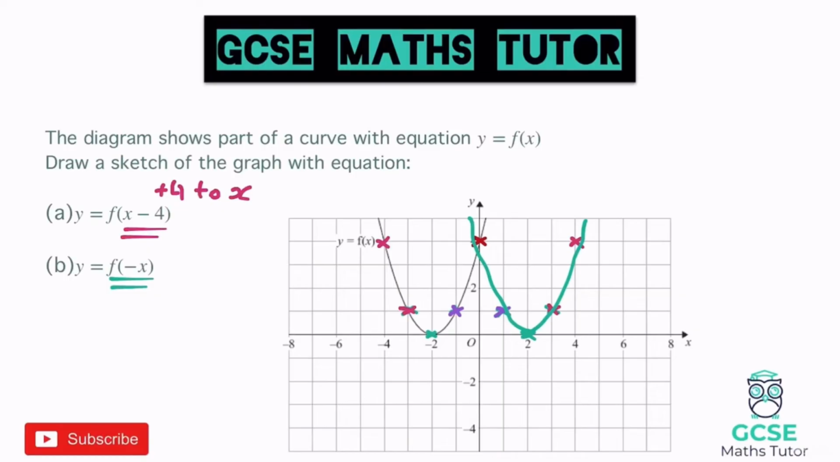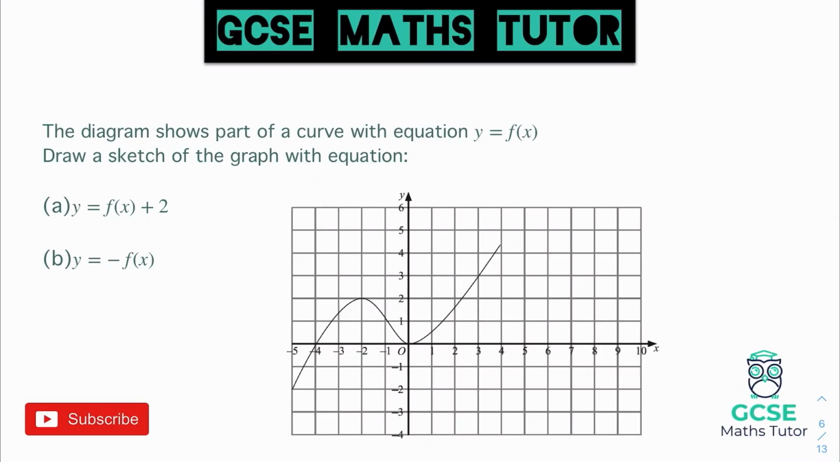But let's have a look at another one. Okay, so we have a slightly different curve here. It says the diagram shows part of a curve with equation y equals f of x. Draw a sketch of the graph with equation, and then we have two different equations. So for the first one here, we have f of x add 2. So that +2 at the end there means we are moving in the y direction, and specifically we are going to add 2 to the y coordinates.